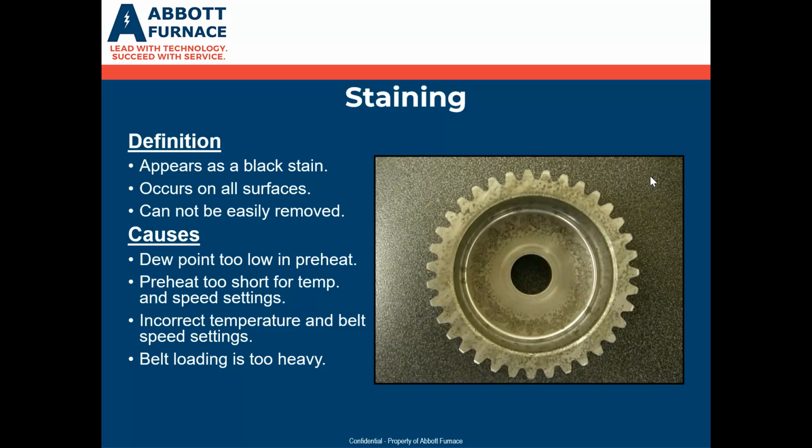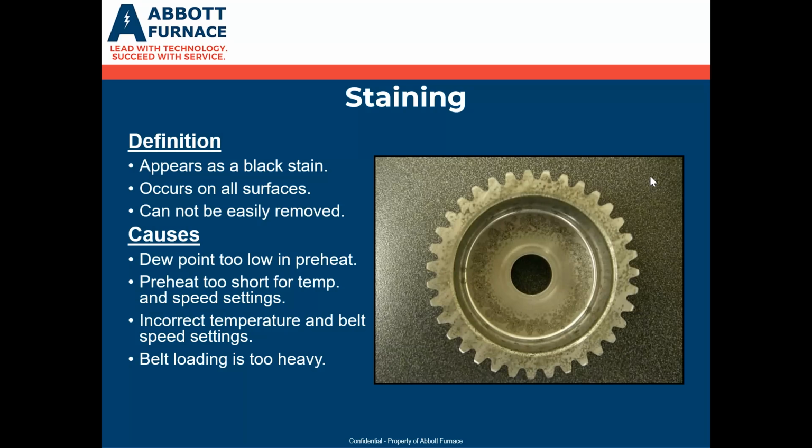So, some ways around that are to lighten the load. Fewer parts means less lubricant, and gives it more atmosphere to be able to react with it. If we're running the belt too fast, it doesn't give it enough time to work out to the surface and decompose and flush off. Or maybe there's just not enough time. The preheat box is too short for the belt speed setting that you're running.